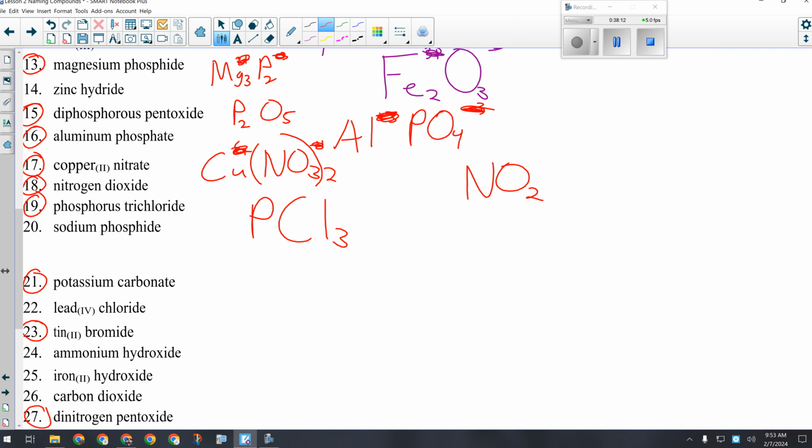Okay, and potassium carbonate, ionic or molecular? Ionic. Potassium is a metal. Okay, so K +1. Carbonate. What's that? Polyatomic ion. Okay, CO3, and its charge is -2. Right, so the 2's got to go there, the 1's got to go there. I could enclose that in brackets if I wanted, but it's not necessary.